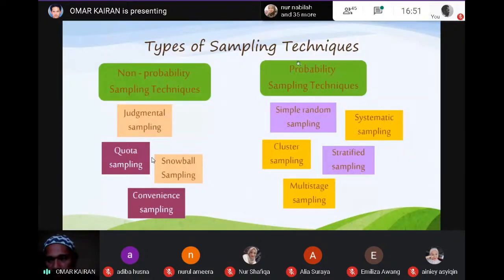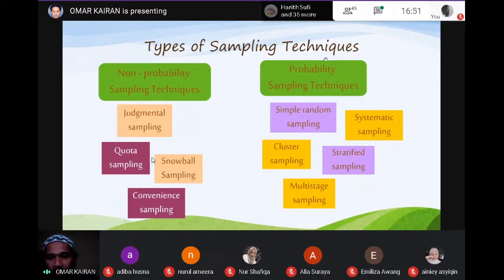Okay, so we have two types of sampling. We have 9 sampling techniques, which we can group into two: probability sampling techniques and non-probability sampling techniques. For probability sampling techniques we have 5 techniques, and for non-probability sampling techniques, we have 4. So what is the difference between the probability sampling techniques and non-probability sampling techniques?